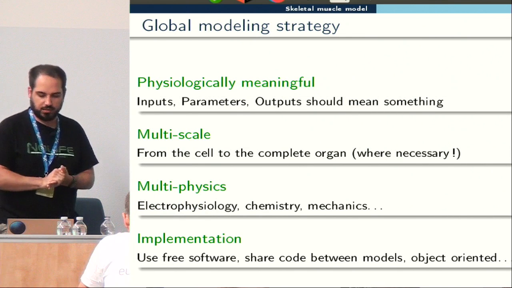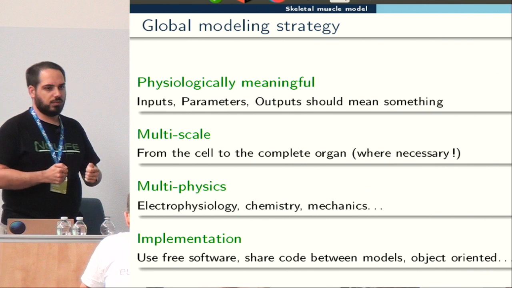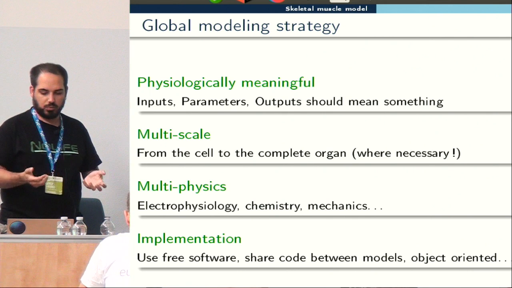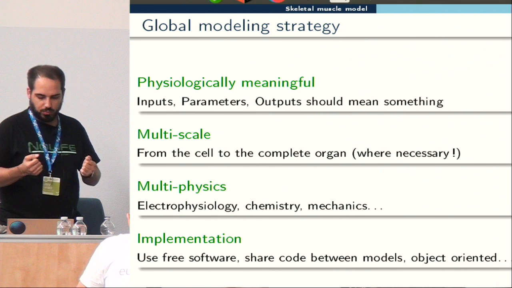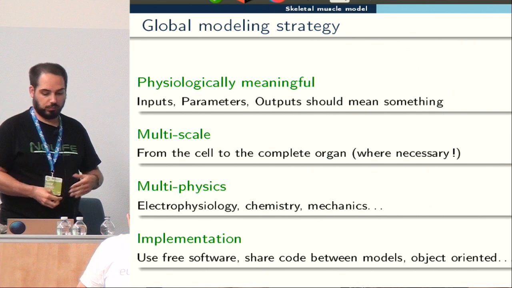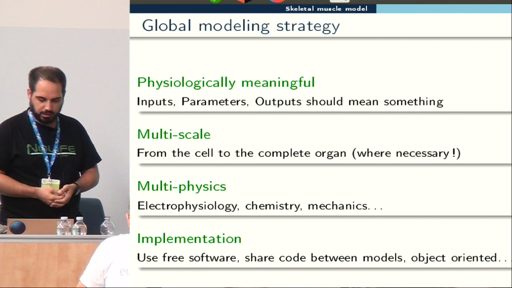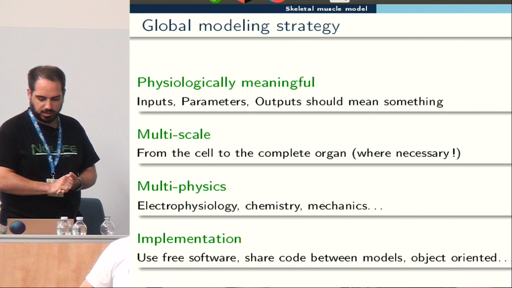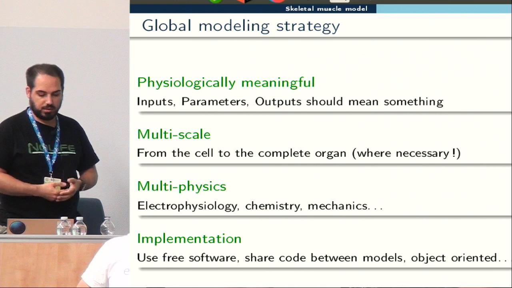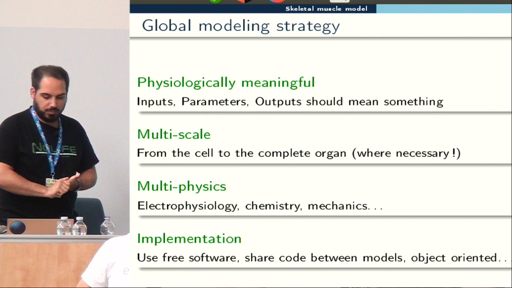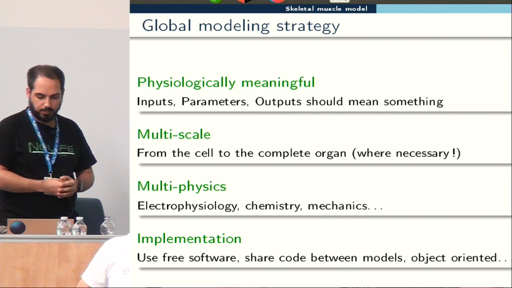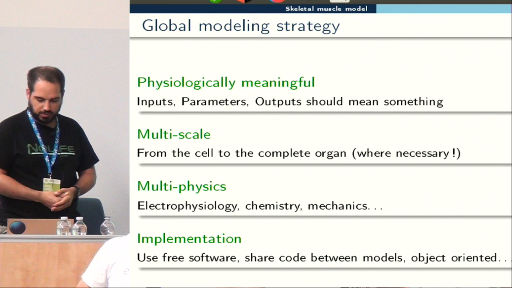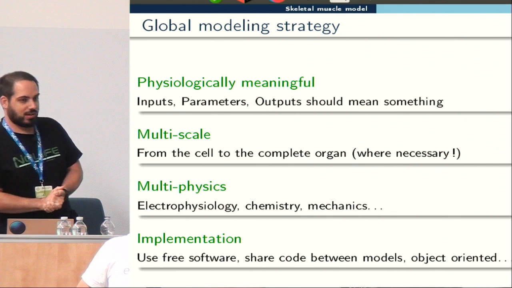Our main idea is that when we build models, we want them to be physiologically meaningful. So all the parameters, the inputs and outputs, should mean something. We usually build multi-scale models, from cell to organ, when it's necessary. We were first doing only electrophysiology, so the electrical signal from the biological systems. But as time goes, we see that we need to add even more things, so chemistry, mechanics, and so on. In terms of implementation, we try to only use free software to share code between our models, and we have an object-oriented approach for extendability. Unfortunately, most of the models are still closed source at the time.